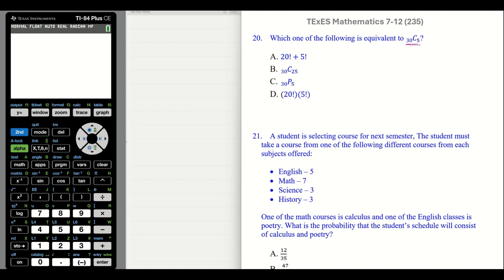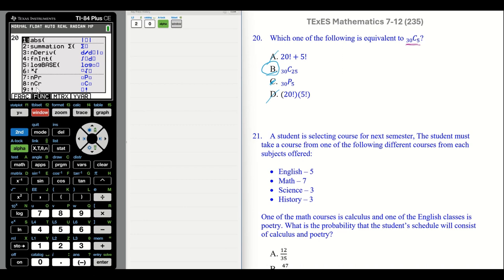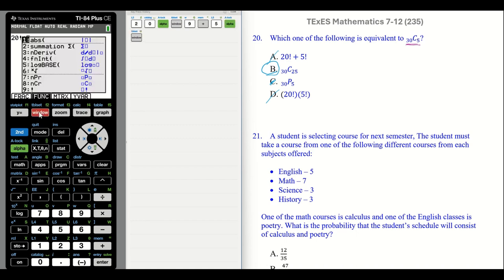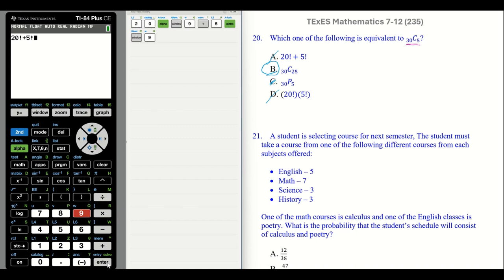Let's do this a little different. Okay. I know it's not C. I'm thinking it's B. I disagree with A, and I disagree with D. Well, this is a good question if you're asked something like this. We can just test it to see actually what happens. So let's try A. 20, alpha, window, 9, our factorial is 9. Okay, and add 5, alpha, window, 9, enter.